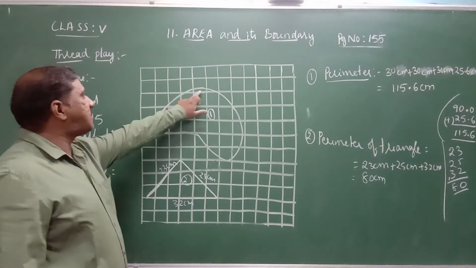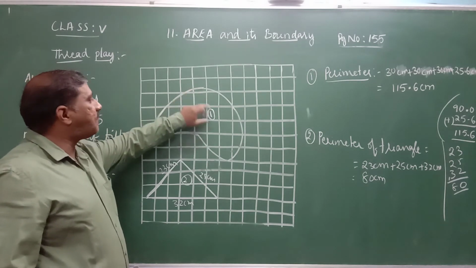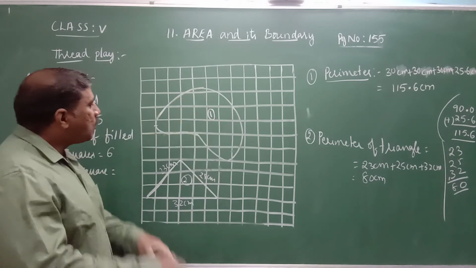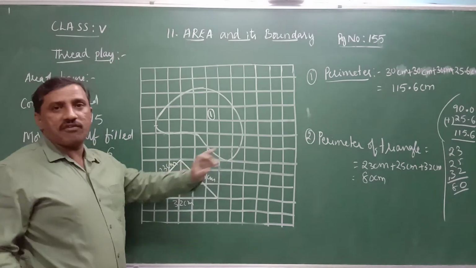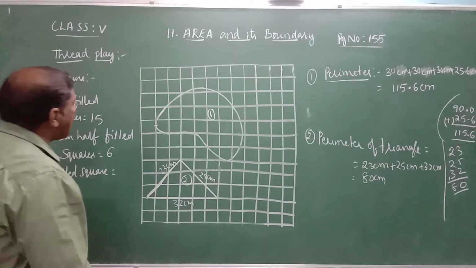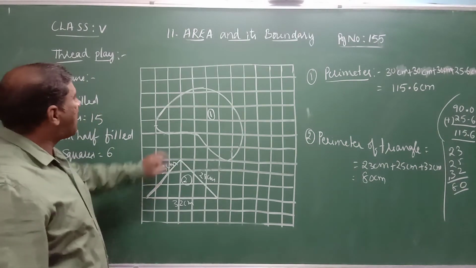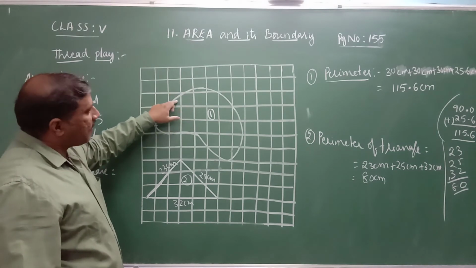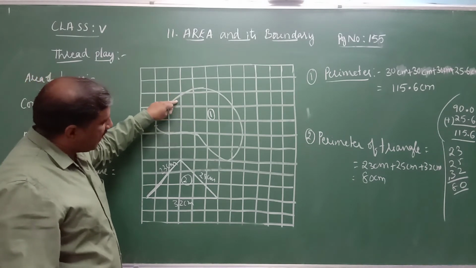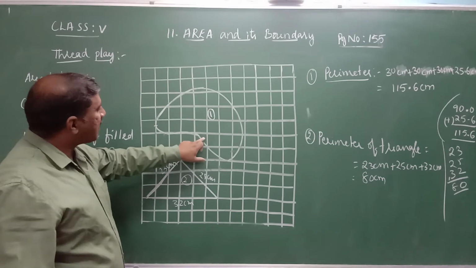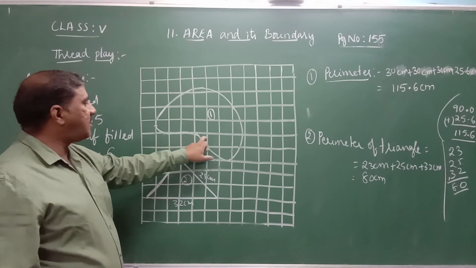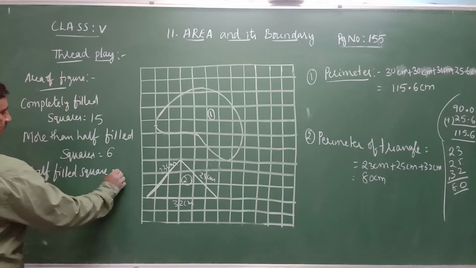See, this is less than half. This is less than half. This is also less than half. You remove this. This is also less than half. You ignore those squares. Now, exactly half filled squares. How many are there? We can take this as 1 half filled square exactly, and we also can take this, which is also one of the half filled squares. So 2 are there half filled.